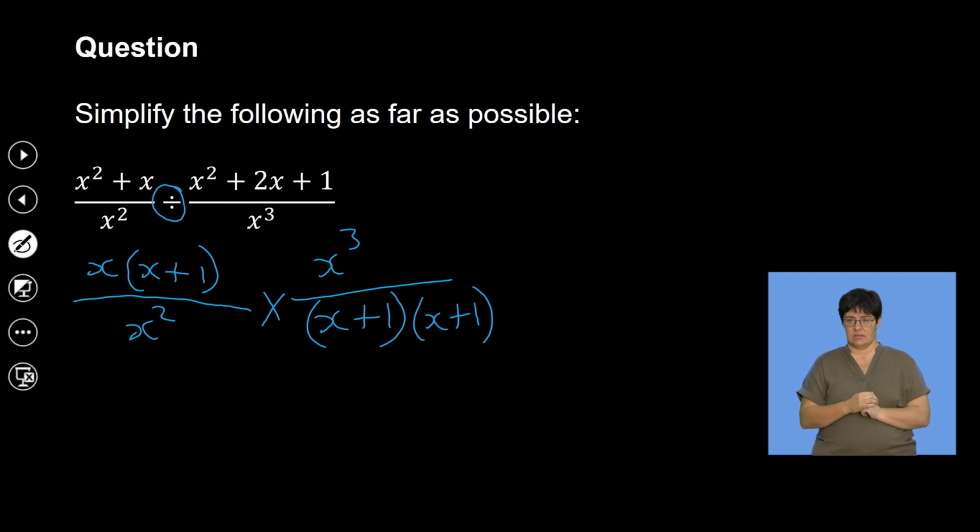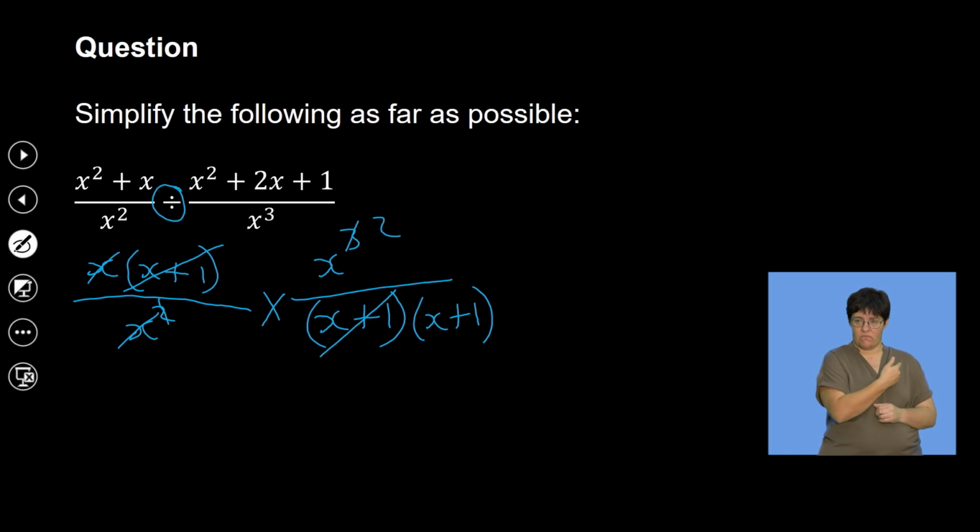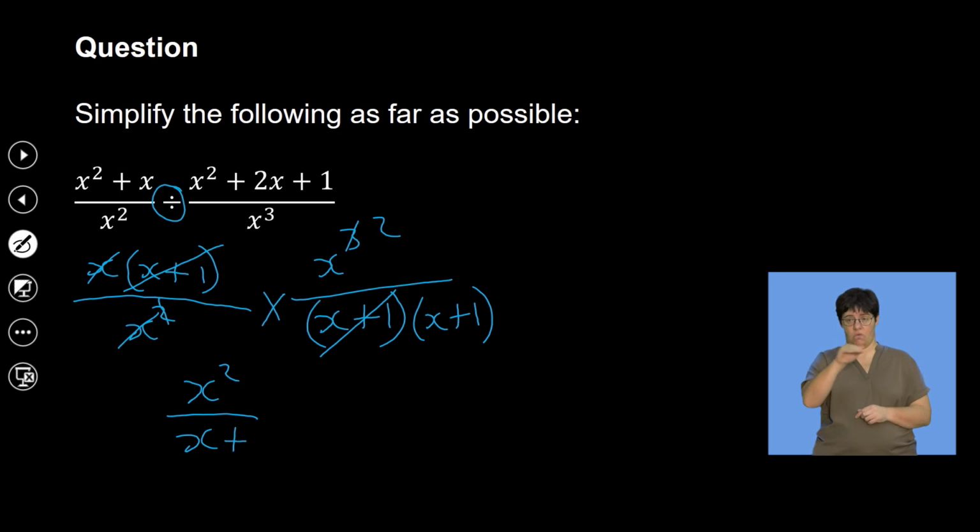Then you work it out, right? You do the cross cancellation, they normally call it that. So the squared there will go with that x there, and then this x will go into that x and leave 2 x's. The x plus 1 and the x plus 1. Lastly, my answer will be x squared over x plus 1. And that's my final answer.